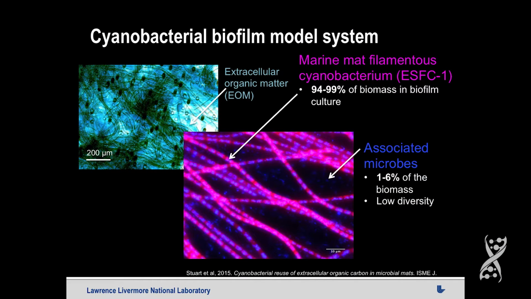We pulled out a filamentous marine cyanobacterium from a microbial mat. And with it came some friends, which is a very simplified community. So these associated microbes came along. They end up being about 1 to 5% of the biomass in these communities. The cyanobacteria is by far the majority of the biomass.